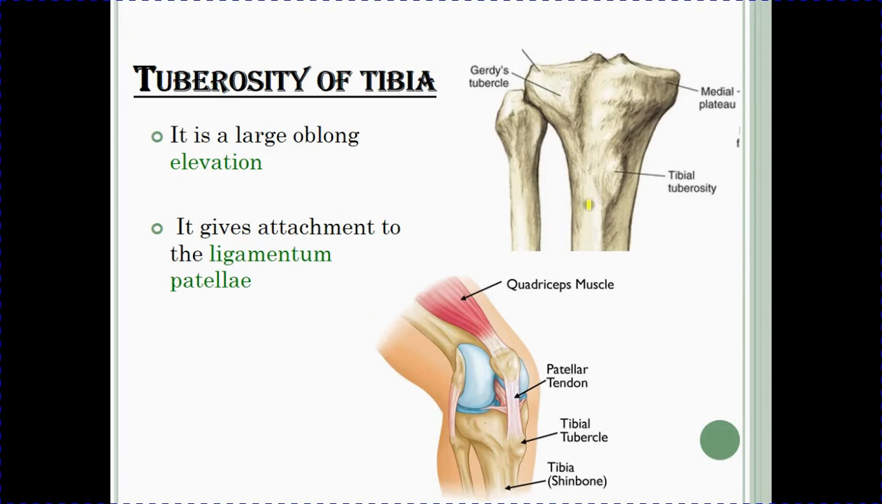The tuberosity of the tibia. The tibial tuberosity is a large oblong elevation. It gives attachment to the ligamentum patellae. Now you can see in the figure, this is the patellar ligament which is attached on the tibial tuberosity.